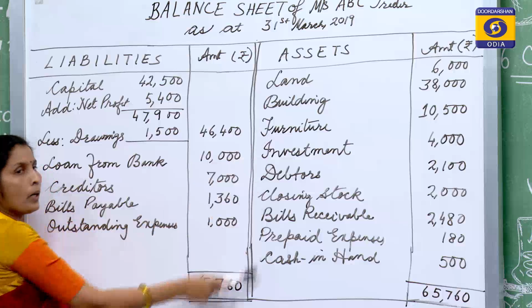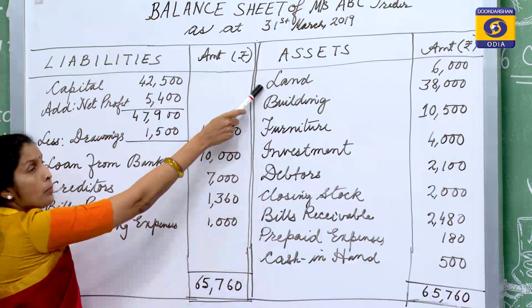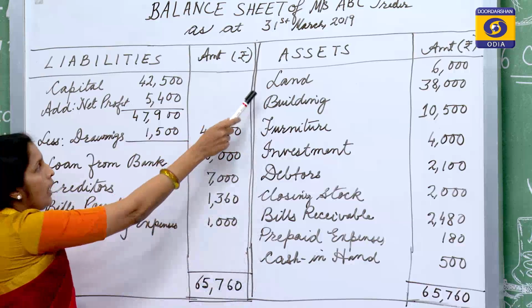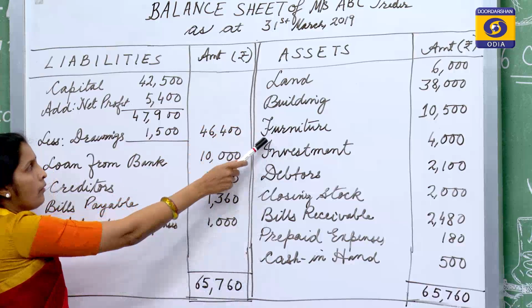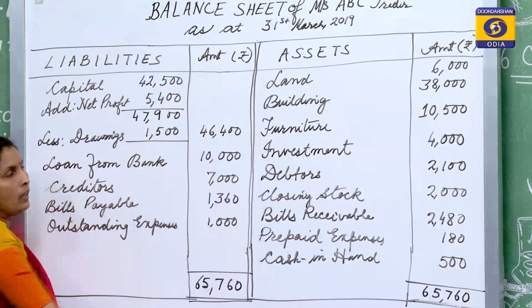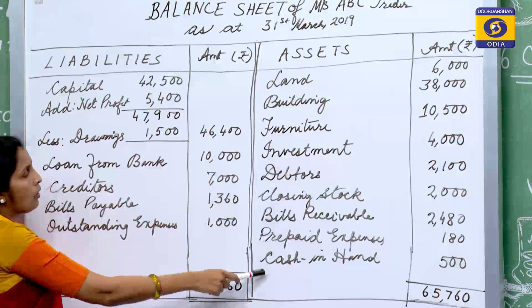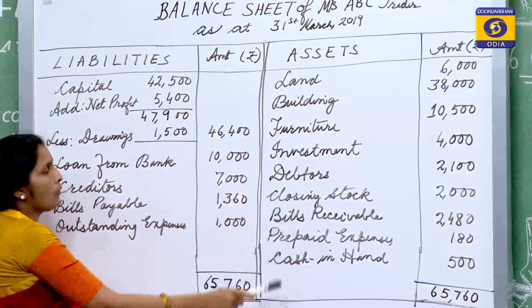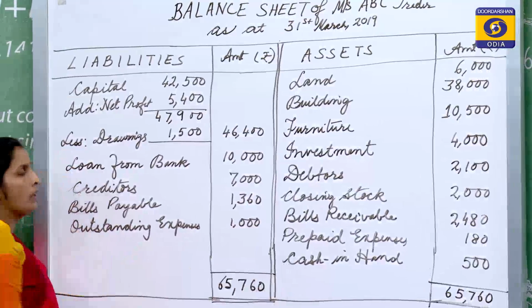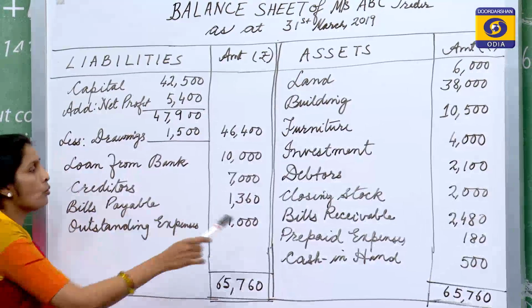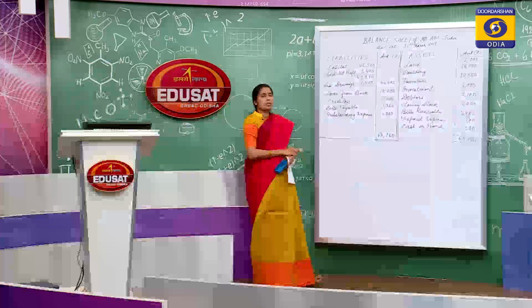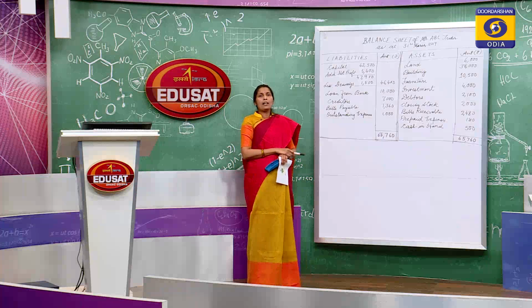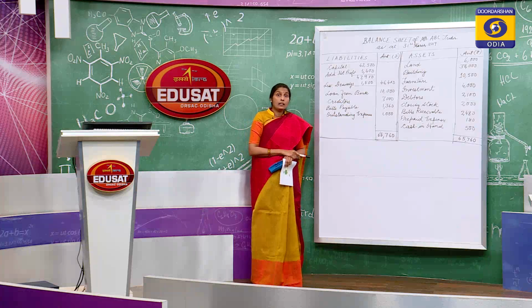This is in the order of permanence. As you can see, I started with the most permanent asset, that is the land. As we moved down, then building, then furniture, then investment, then all these are your current assets. Debtors, closing stock, bills receivable, then we have prepaid expenses and cash in hand, and then we do the totaling. The important thing to be kept in mind is that the balance sheet should always tally.